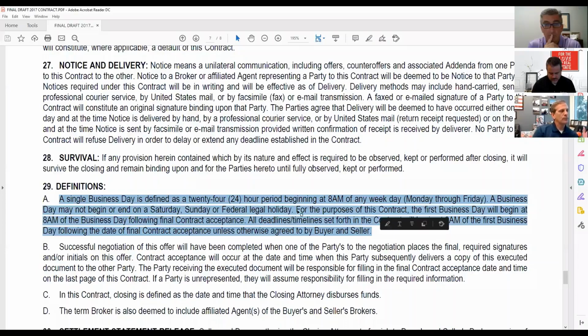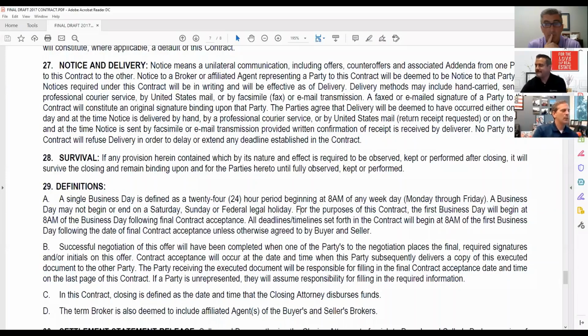All right. For purposes of this contract, the first business day does not begin the day we ratify the contract, but it begins at 8 a.m. the business day following contract acceptance.